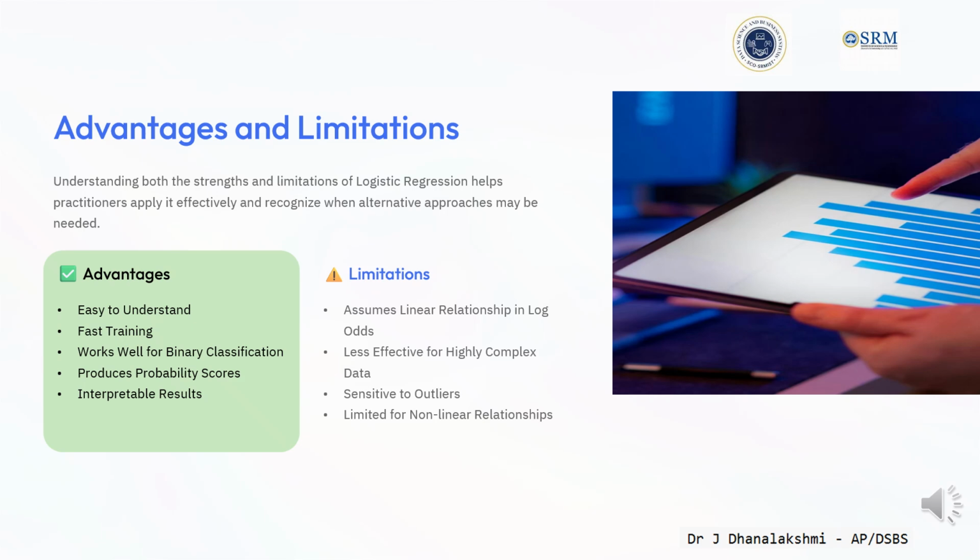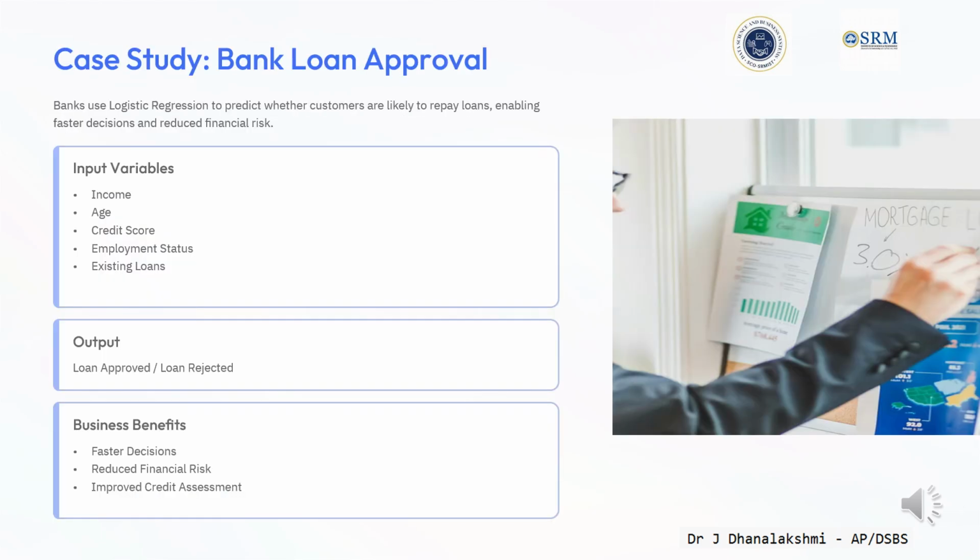Banks widely use logistic regression to predict whether loan applicants are likely to repay their loans. Customer information such as income, age, credit score, employment status, and existing loans is used as input variables. The model estimates the probability of successful loan repayment and classifies applications as approved or rejected. This predictive approach enables banks to make faster lending decisions, reduce financial risk, improve credit assessment, and enhance overall operational efficiency. Logistic regression has therefore become an essential tool in modern banking and financial services.